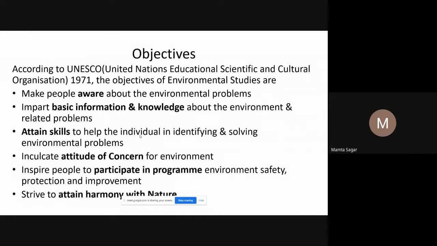Because we are facing many more problems. Everybody knows global warming is one problem, ozone depletion is another problem, and pollution and deforestation. These are the main problems that everybody knows about. But there are many more problems that you will come to know about now because you are studying this subject. We should impart basic knowledge; our focus should be on basic information and knowledge about the environment and related problems.